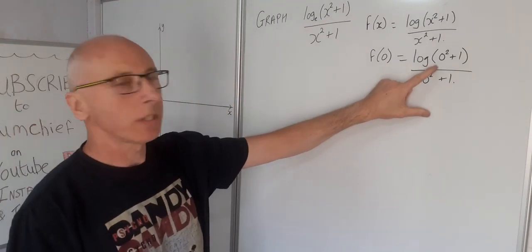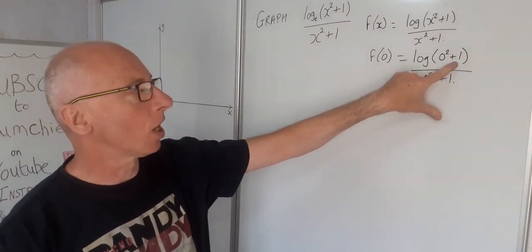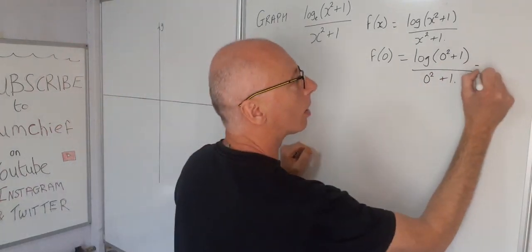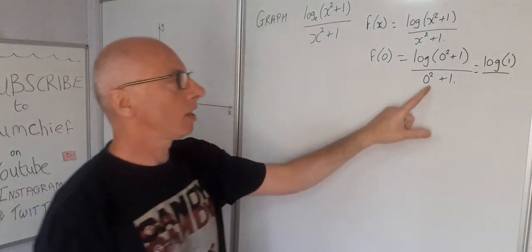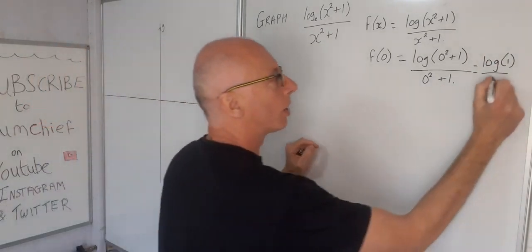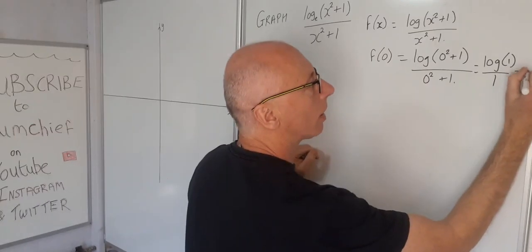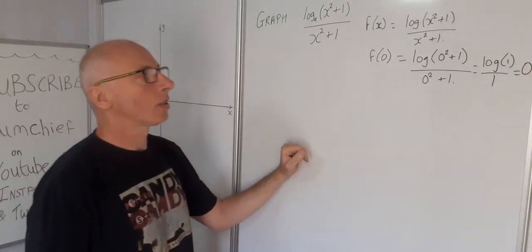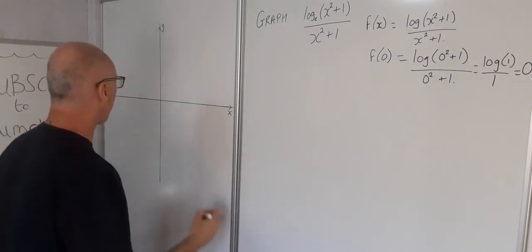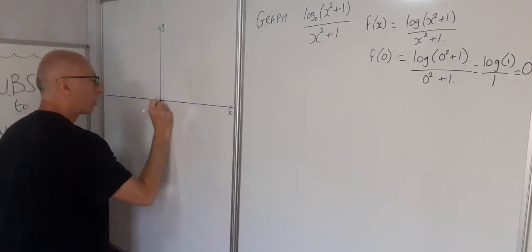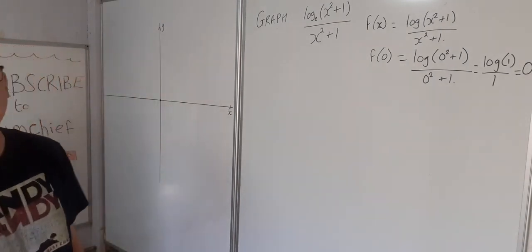Okay, so this logarithm here, the input here is 0 squared plus 1, which is going to give us a log of 1. And then we're going to divide that, 0 squared plus 1 is just 1. So we know that this is defined and this is going to be 0. So when x is 0, y is also 0. So therefore it crosses through the origin. So at some point the graph is going to go through this point here.